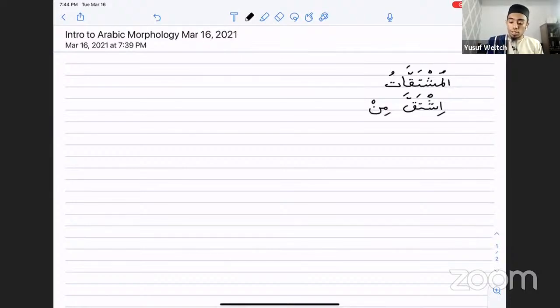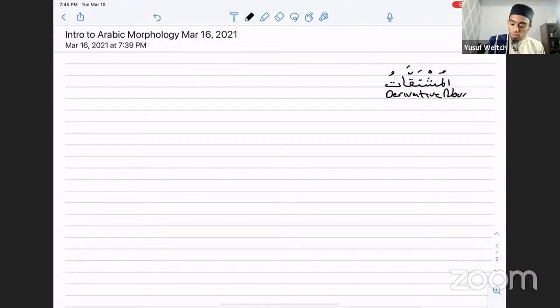So you can say ishtaqqa Zaydun an al-jama'ah. Zayd broke off from the group. Sorry, it's not min, it's an. To break off from something is ishtaqqa, yashtaqqu, form 8. We've talked about the mushtaqats, the derivative nouns, that they resemble verbs.